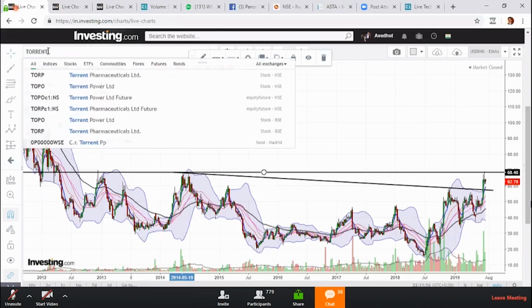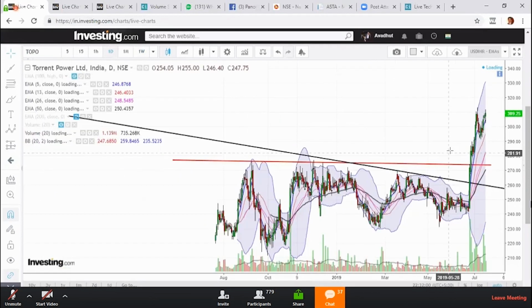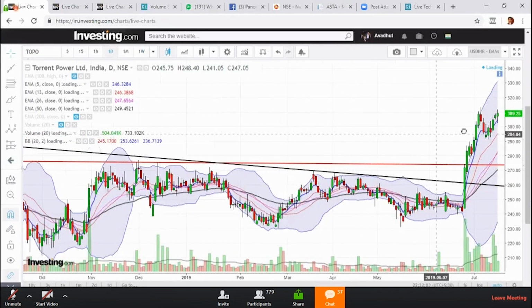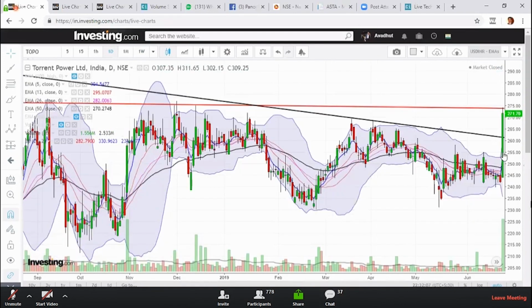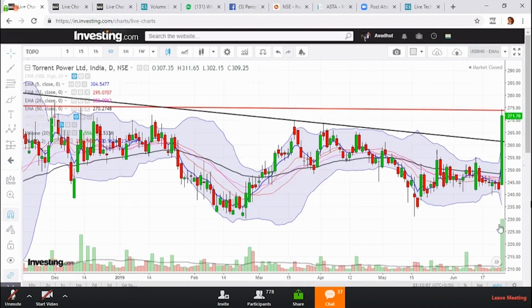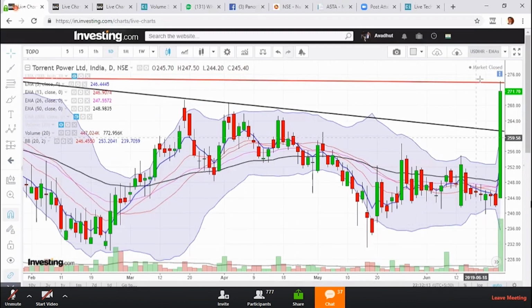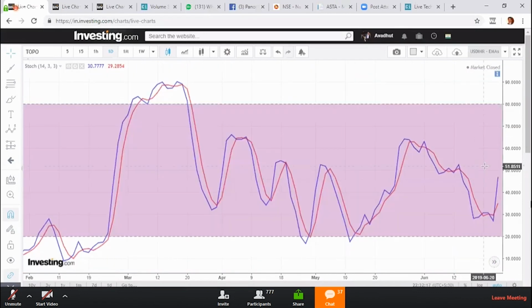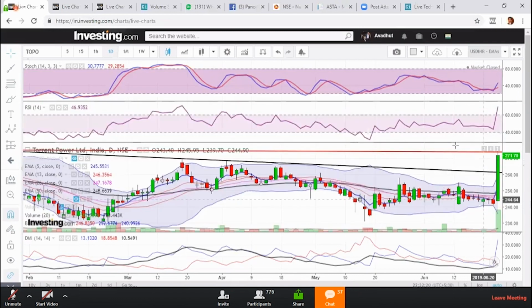I'll show you the Torrent Power example, because I had bought the very next day after I saw this trend line breakout. You see this huge candle with a huge volume, with Bollinger challenge, with the oscillator giving a buy, with RSI going above 60, and with ADX doing an upturn. All in all, for me, it was a great buy.